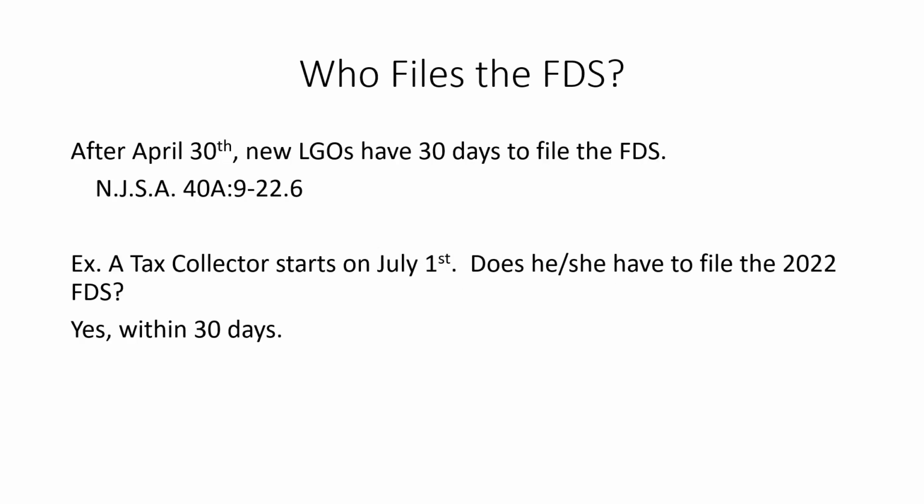After April 30th, new LGOs have 30 days to file the FDS, and that is in our statute as well. And we've interpreted that as being after April 30th. So in this example, the tax collector starts on July 1st of this year. You should still list them on the FDS roster, and you should tell that person that they do have to file the FDS.